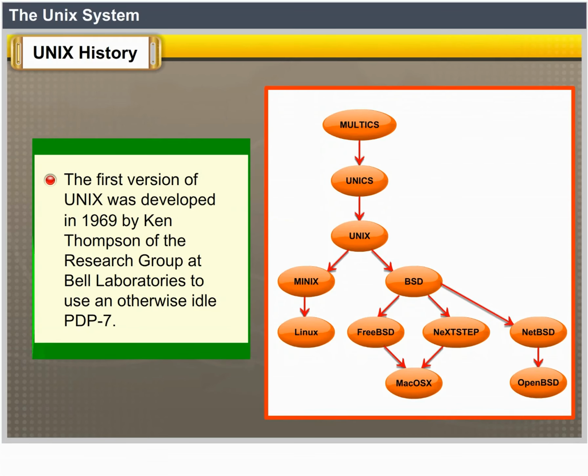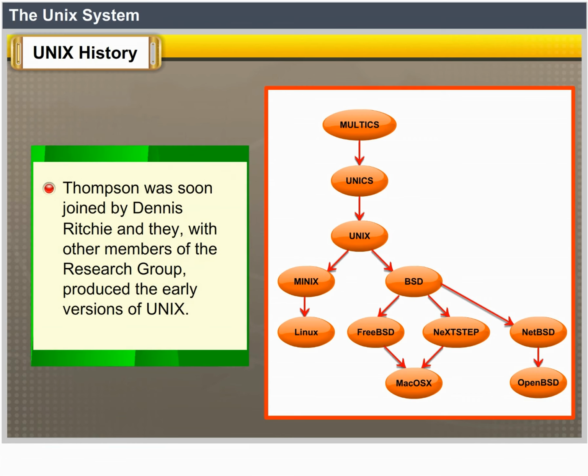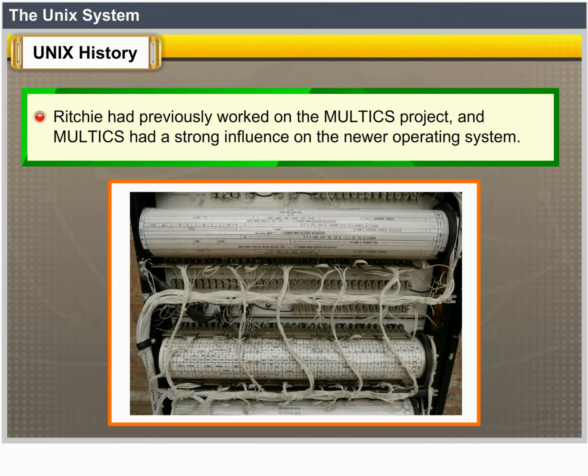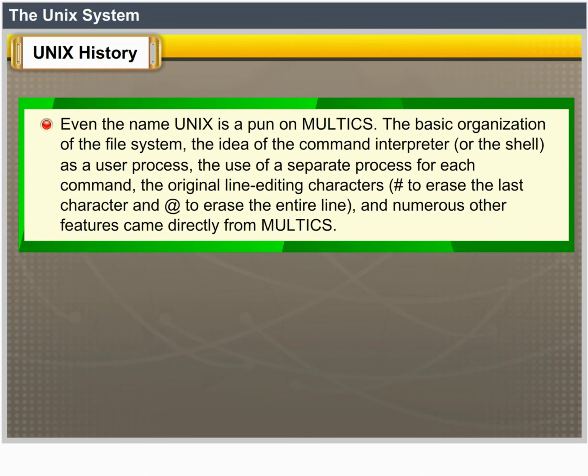The first version of Unix was developed in 1969 by Ken Thompson of the research group at Bell Laboratories to use an otherwise idle PDP-7. Thompson was soon joined by Dennis Ritchie, and they, with other members of the research group, produced the early versions of Unix. Ritchie had previously worked on the Multics project, and Multics had a strong influence on the newer operating system. Even the name Unix is a pun on Multics.